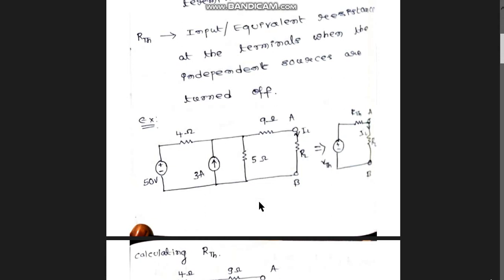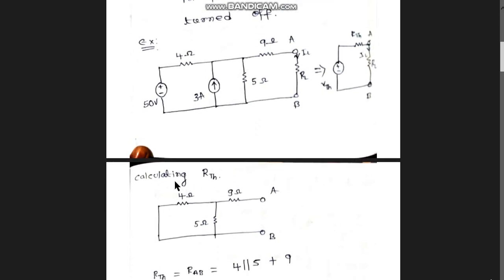What this theorem is telling is that a linear circuit having two ports can be replaced by a simple circuit like this by finding out VTH and RTH. Okay, so let us understand how that can be done. For that, first we need to find out RTH.